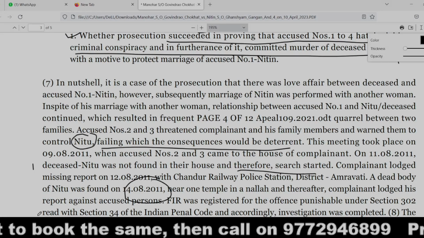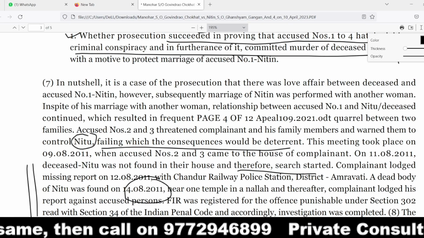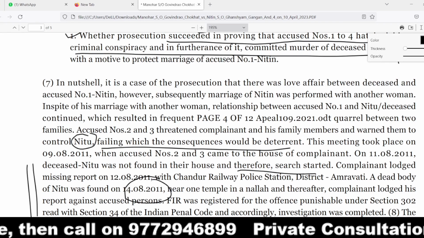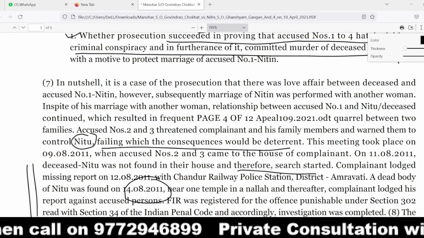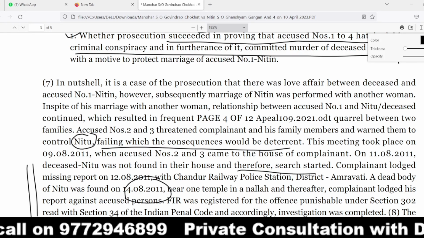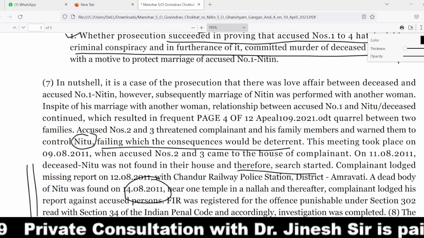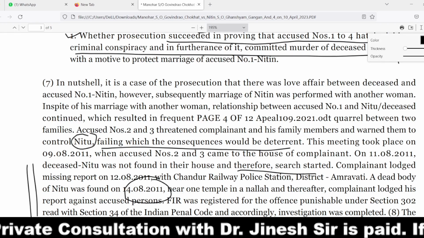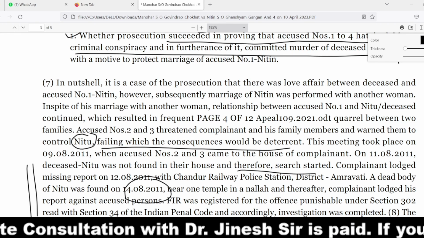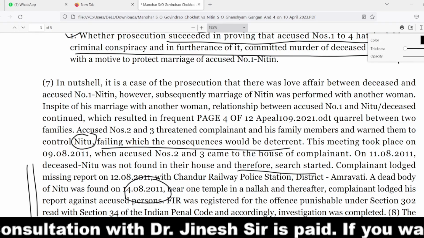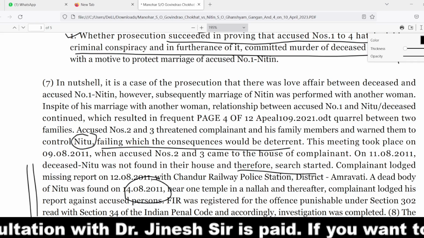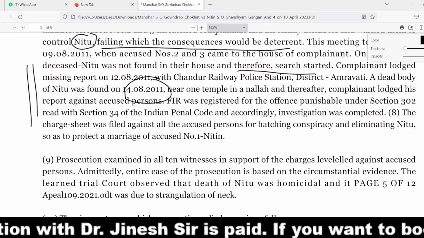But these facts are clear to show that the complainant has not seen the alleged incident. Rather, it is based on circumstantial evidence, and on the basis of circumstantial evidence, by presuming that the concerned accused are involved in the crime, the FIR was registered for the offences punishable under Section 302 and Section 34 of the IPC, and finally the investigation was completed and the accused were charge sheeted.